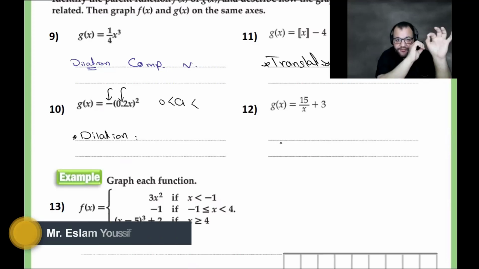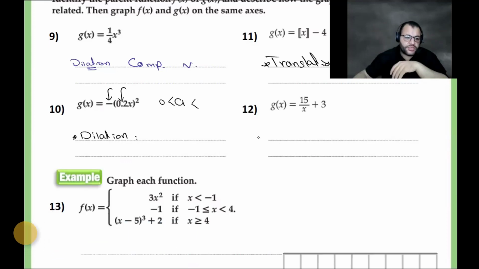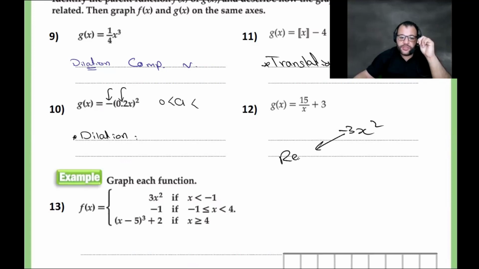Because we have a negative sign, it's reflection. But when you multiply by any number, deal with this number as a positive number. Even when I say negative 3x power 2, there are two types of transformation. This one is reflection. This one is dilation. Don't deal with negative 3 as one number. Negative 3 is two parts. One part is negative, the other part is a number. So now we have a dilation, which is a greater than 0 and smaller than 1.